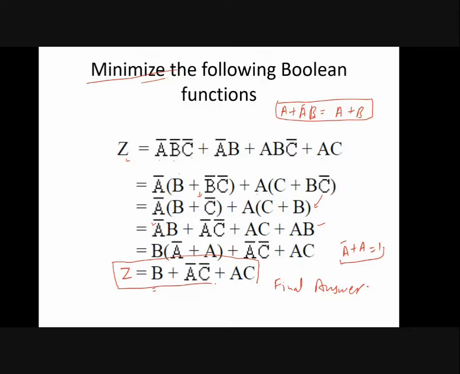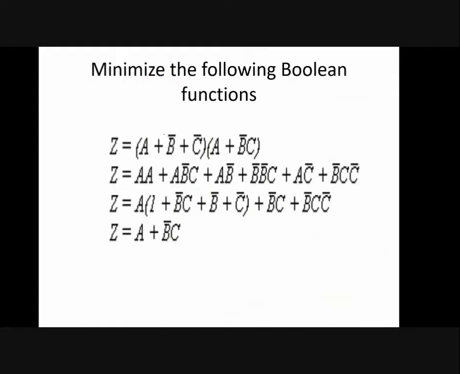Clearly, this equation will use fewer components as compared to the original equation. So again we have an equation, and we will minimize it. Z is equal to a plus b bar plus c bar into a plus b bar c bar. Now we will open the bracket.